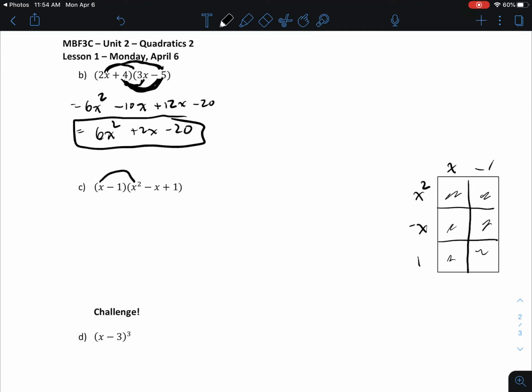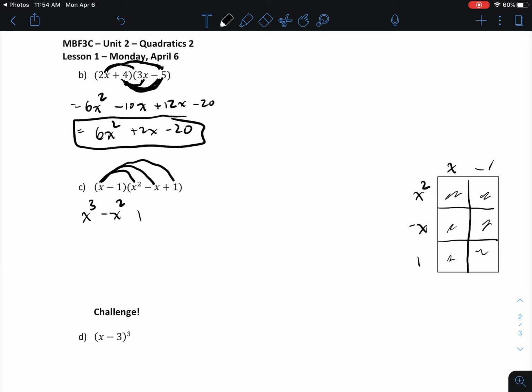What I'll do here is, x times x squared is going to be x cubed. And then I'm going to go x multiplied by negative x. Well, that's going to be negative x squared. But now I still have to multiply by the one on the end.